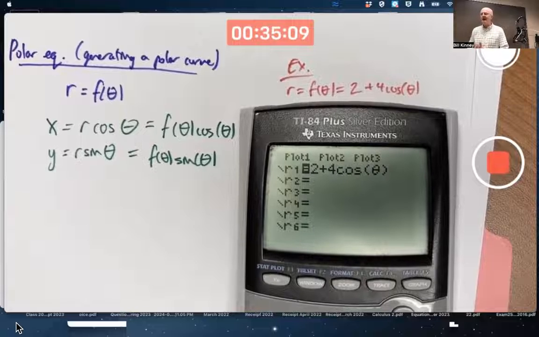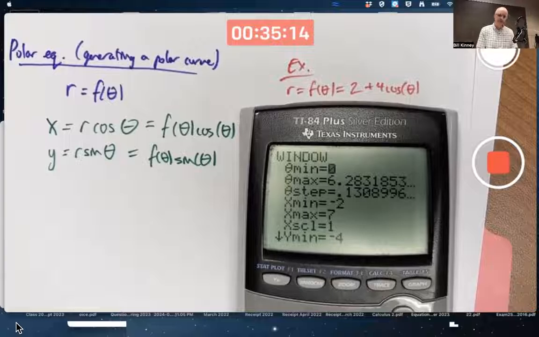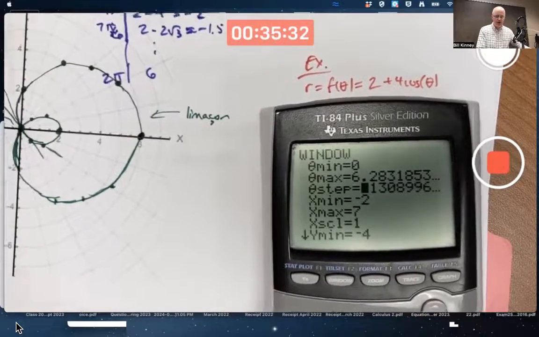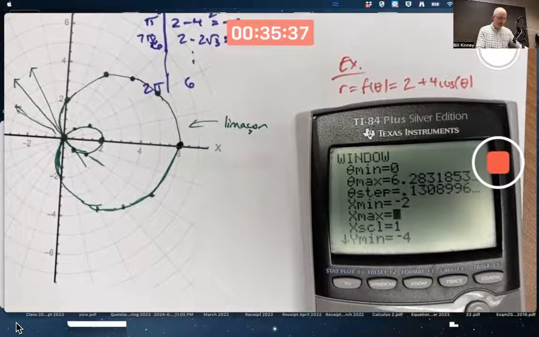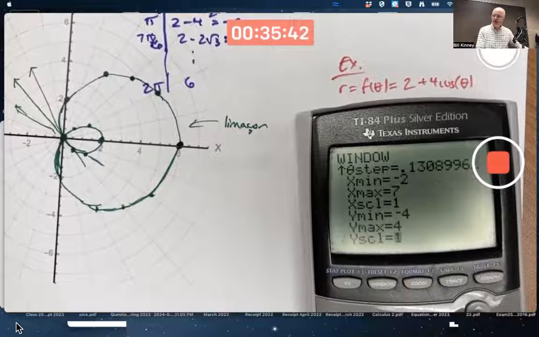So we're about to graph this on the calculator in polar mode. For the window, pick theta to go from 0 to 2 pi, about 6.28. The t-step it picked as a default is about 0.13. That's probably pi over something. If we're going to see the limaçon that I have graphed by hand in a good window for x and y, I picked x going from -2 to 7 and y going from -4 to 4 because it seemed reasonable, looking at the picture that I drew by hand.